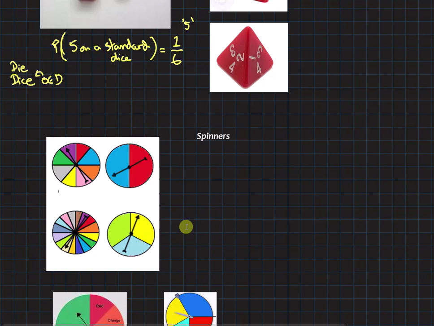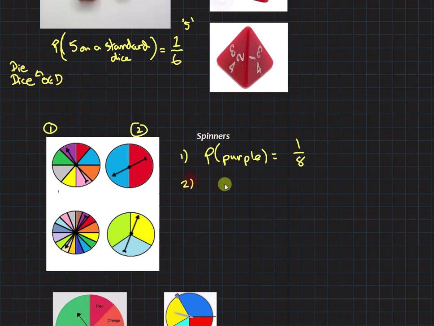So that first spinner, the probability of the purple is going to be 1 out of 1, 2, 3, 4, 5, 6, 7, 8. First spinner, number 1. The probability of purple is 1 section out of 8. Number 2, probability of blue is going to be 1 in 2. They all look the same size.